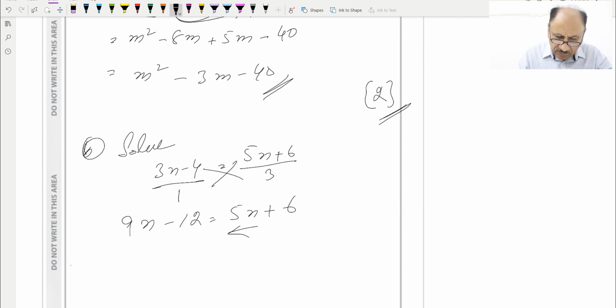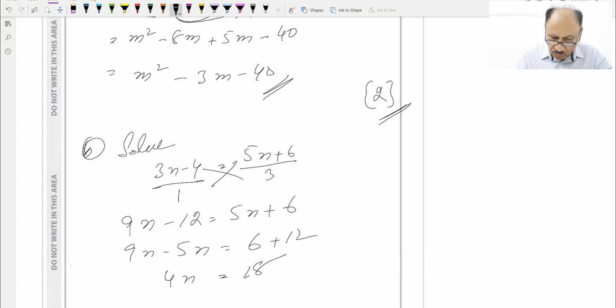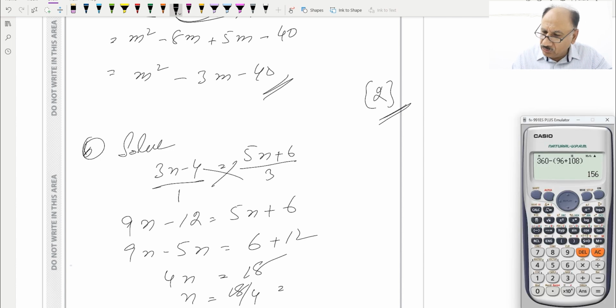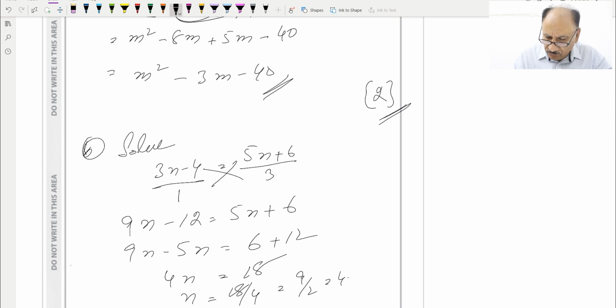Now 5n we can shift to the other side, and this will result in 9n minus 5n, and minus 12 we can shift to the other side. So 6 plus 12, this will be 4n is equal to 18, and n will be equal to 18 by 4. 18 divided by 4 gives us 9 by 2, which is 4.5. This is our final answer, and this is for 3 marks. Hopefully you understood this as well.